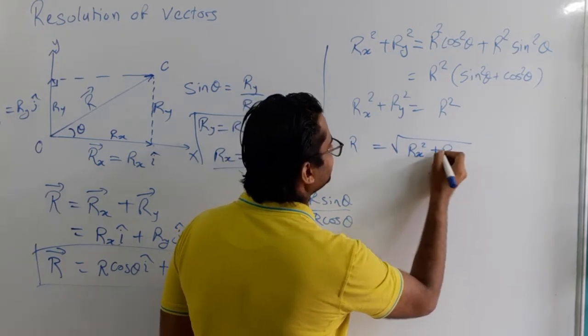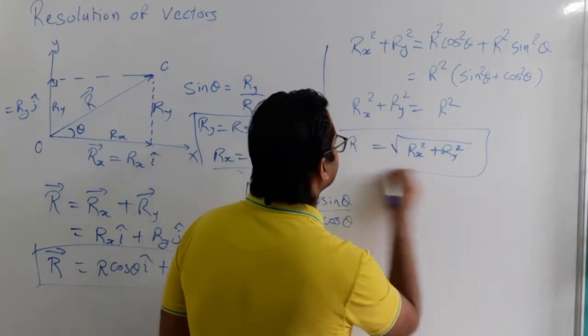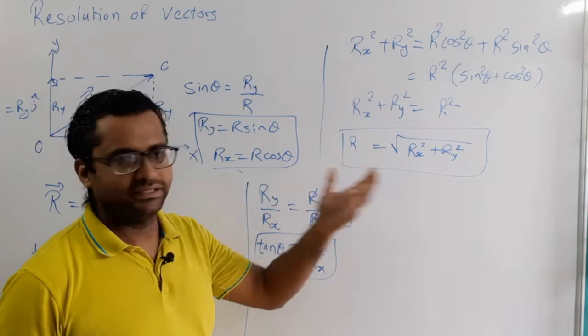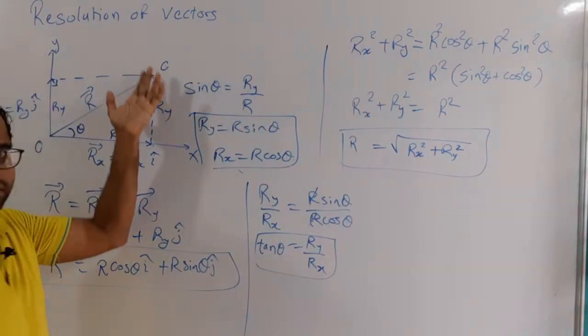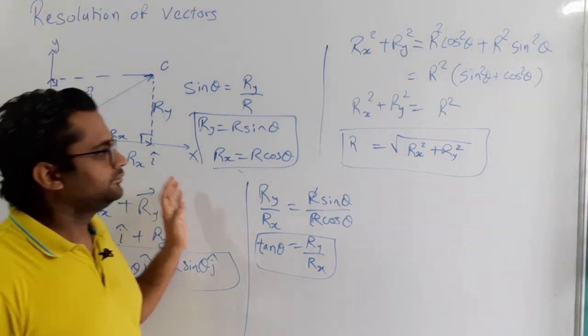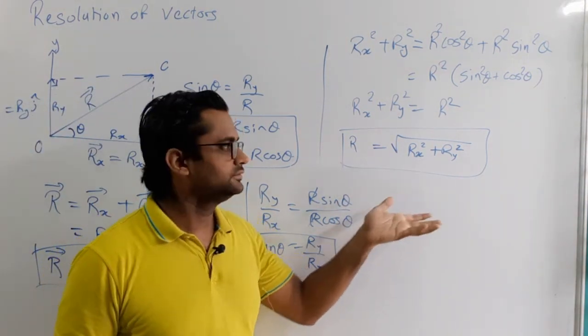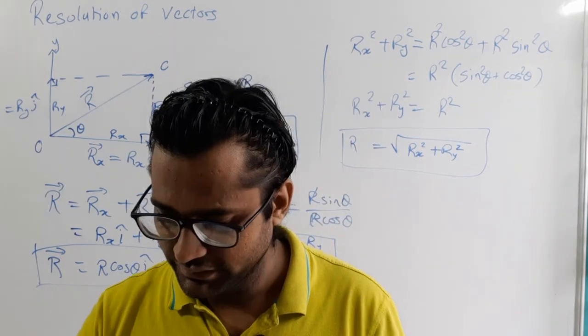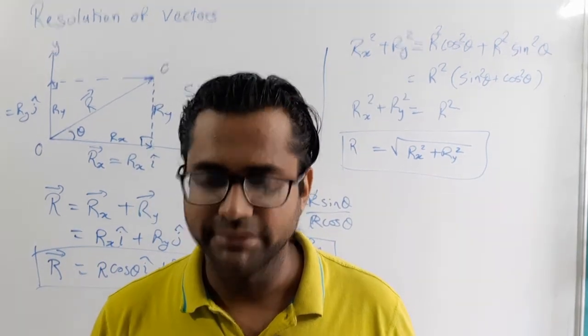Do you remember the previous example that we solved? There we used this kind of equation, and it was basically the Pythagoras theorem. This is a right angle triangle, so we can prove all these using the Pythagoras theorem also. So it's quite a logical thing. This is how we resolve any vector.